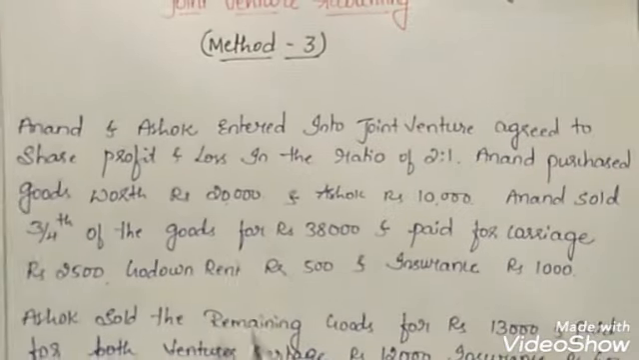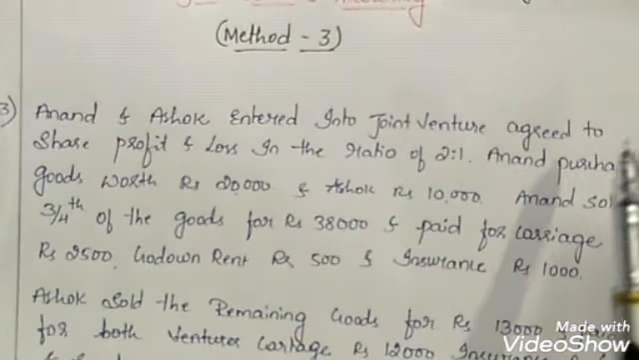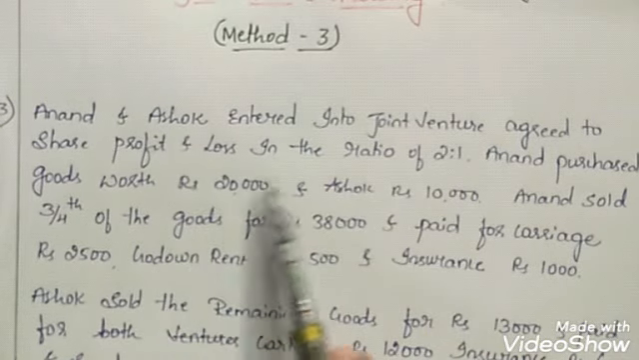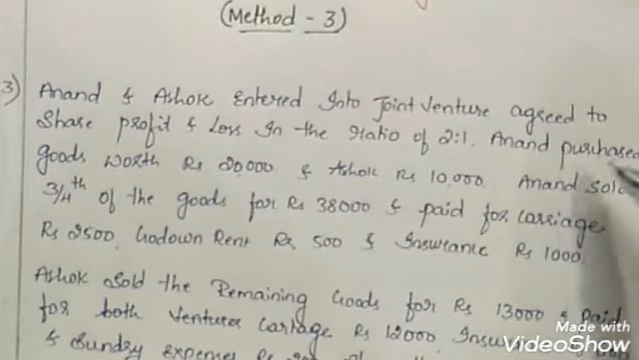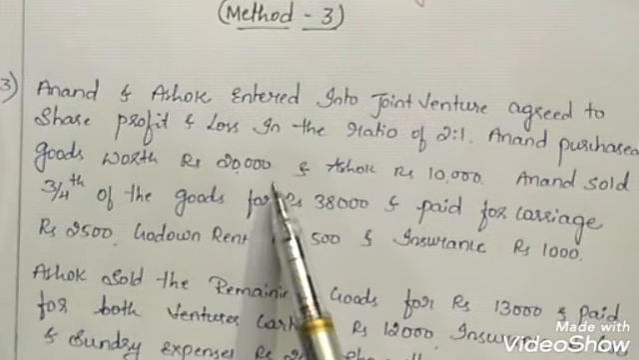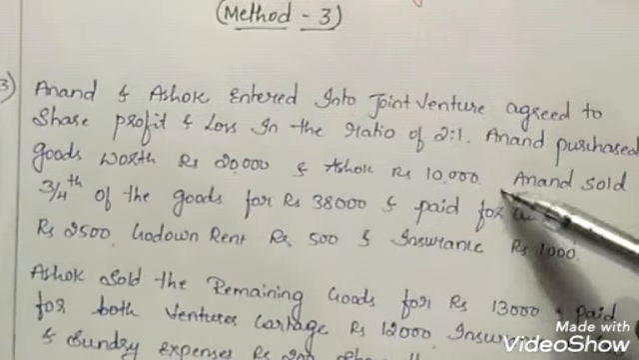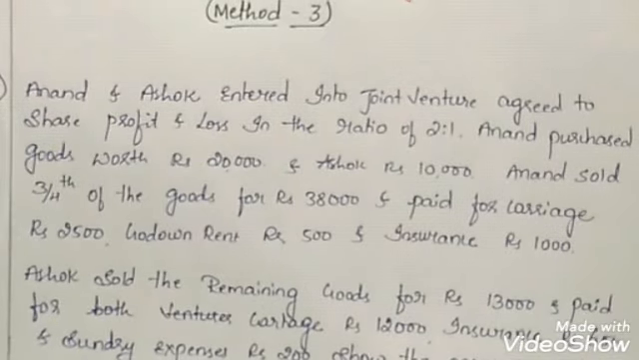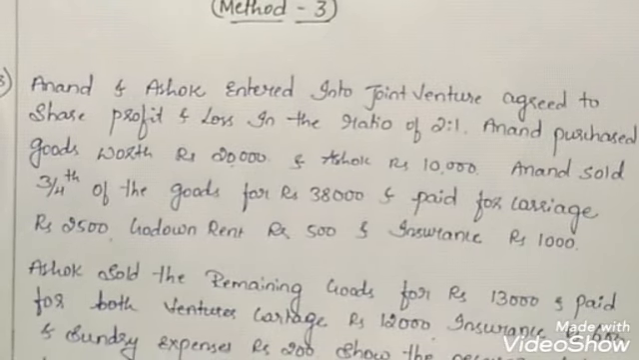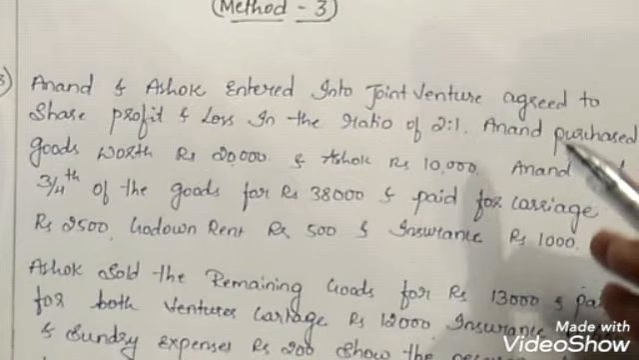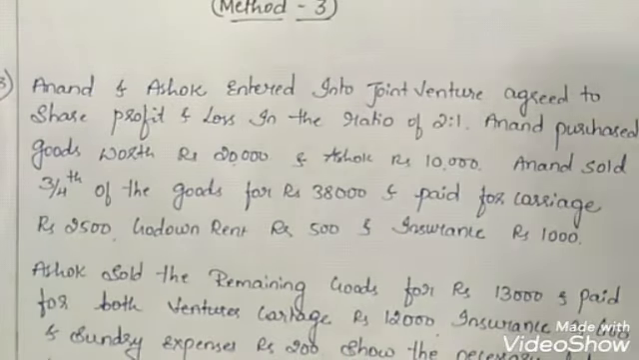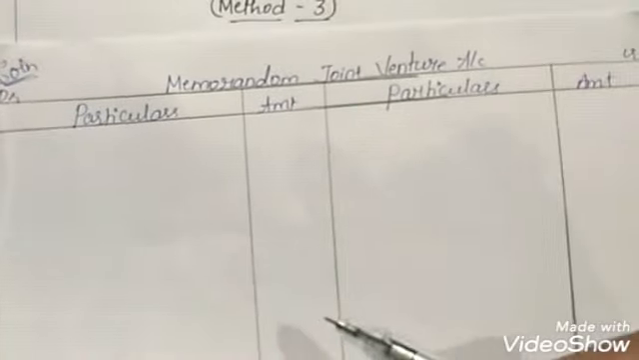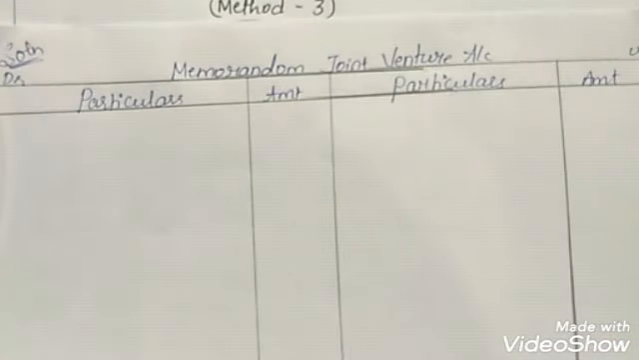Anand and Ashok entered into a joint venture, agreeing to share profits and losses in the ratio of 2:1. Anand purchased goods worth rupees 20,000 and Ashok rupees 10,000. So we will solve the problem also. Here the first transaction is purchasing the goods. As I told you, first of all, we have to prepare the memorandum joint venture account.